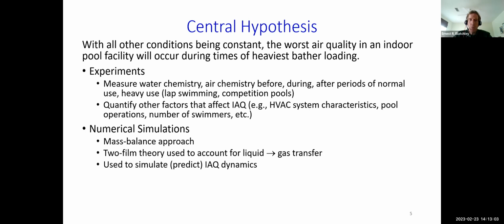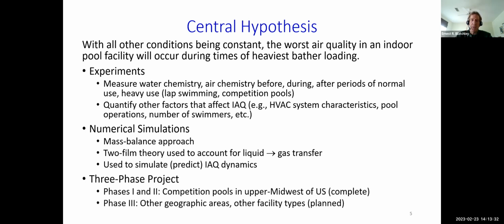And in that approach, we needed a submodel to describe the dynamics of transfer of these chemicals from the liquid phase to the gas phase. And we used what's known as two-film theory, that I'll describe briefly in the second half of this presentation, to describe those dynamics. And ultimately, we use these models to simulate the overall dynamic behavior of trichloramine and, as I'll show you, carbon dioxide in the gas phase.